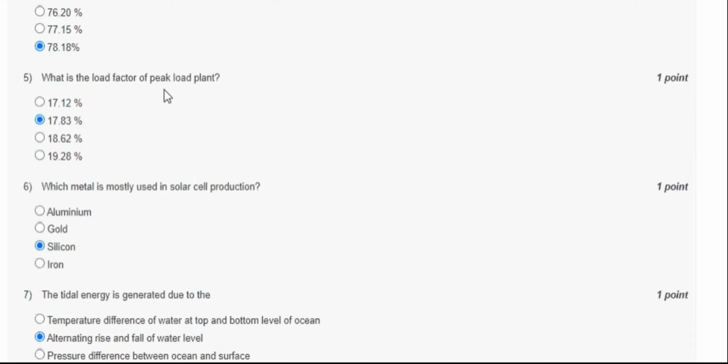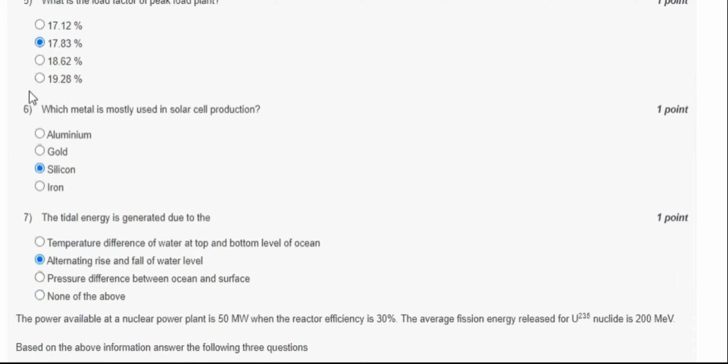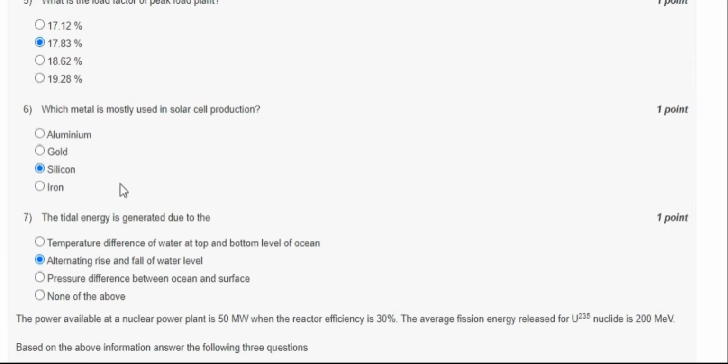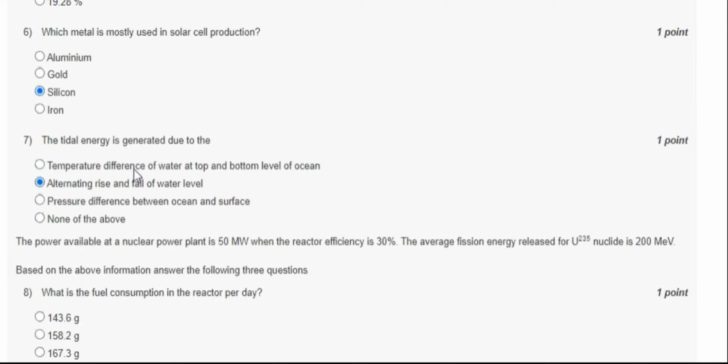What is the load factor of the peak load plant? Similarly, if we do the calculation for the peak load plant, you will get 17.83%. Next question, which metal is mostly used in solar cell production?